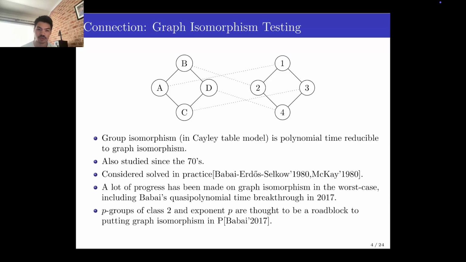But the quasi-polynomial time algorithm for graph isomorphism can't be used to improve the group isomorphism algorithms. And so this suggests that group isomorphism is a roadblock for putting graph isomorphism in P. And specifically this class of groups, because they're thought to be the hardest case of group isomorphism, is a roadblock to putting graph isomorphism in P.